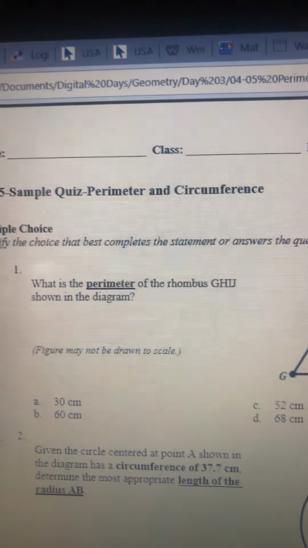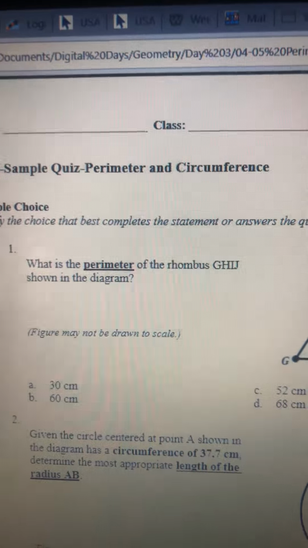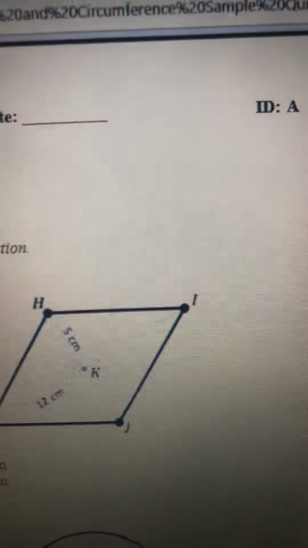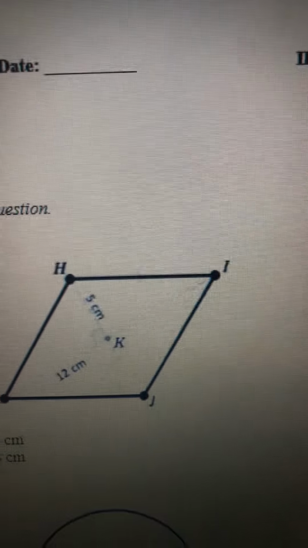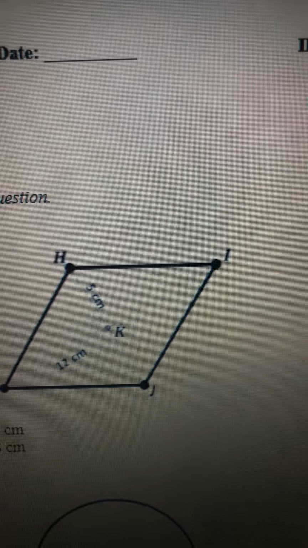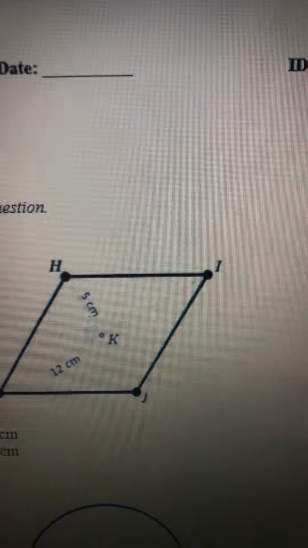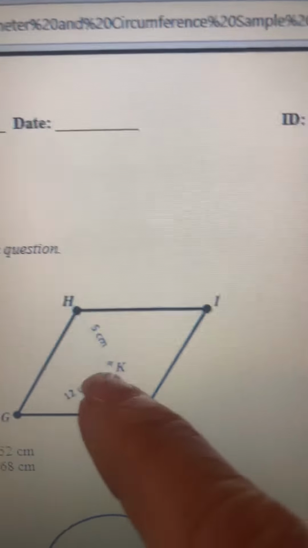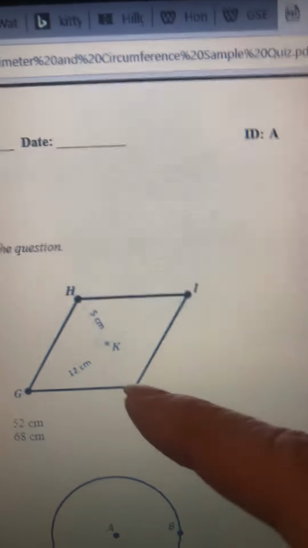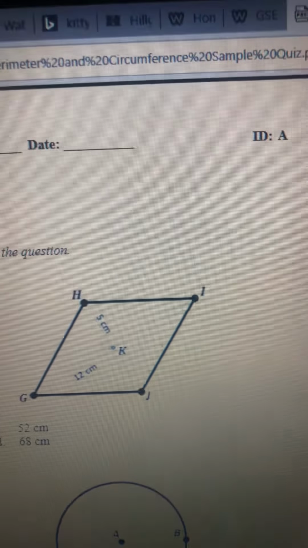So number one, it says, what is the perimeter of rhombus GHIJ shown in the diagram? So here we see we have the rhombus, and basically if you remember, the diagonals of a rhombus are perpendicular at the center. So here we see that all of the angles that are being formed here around K are 90 degrees. So therefore, because we're looking for the perimeter, which is your distance around, that means we need to find these sides. Well, these sides are opposite from the right angle, so they are your hypotenuse.